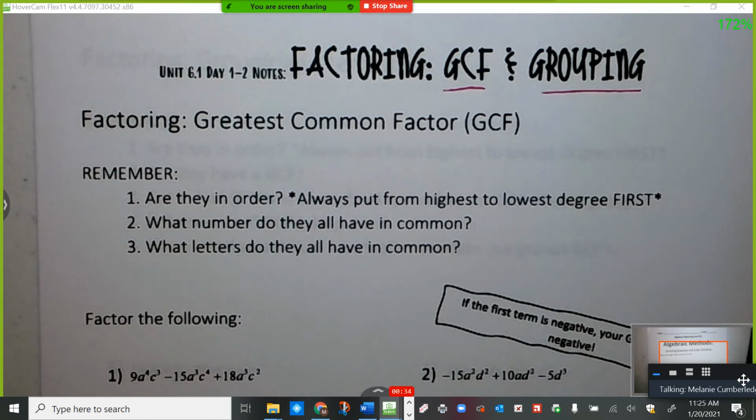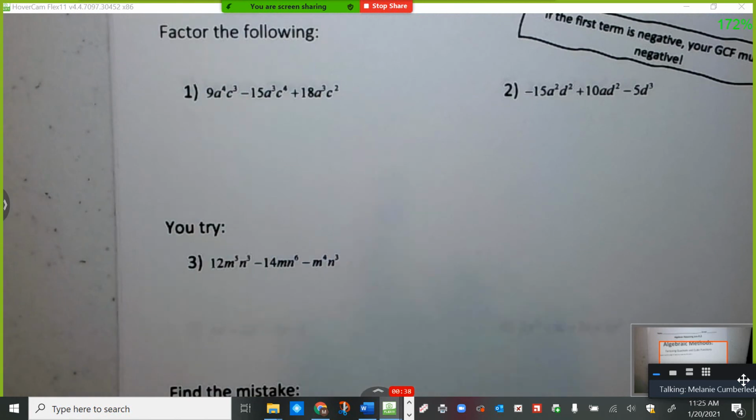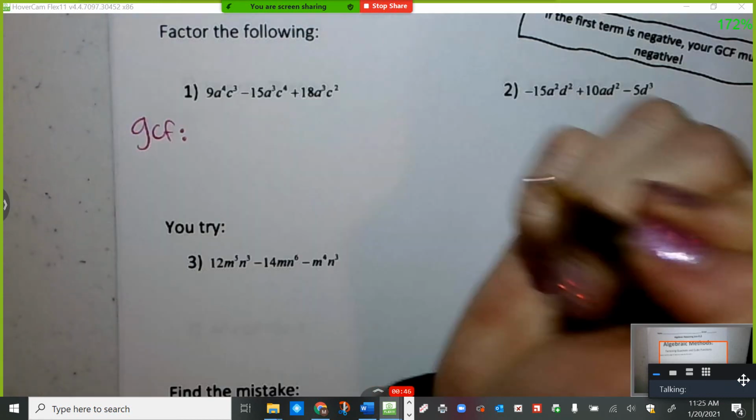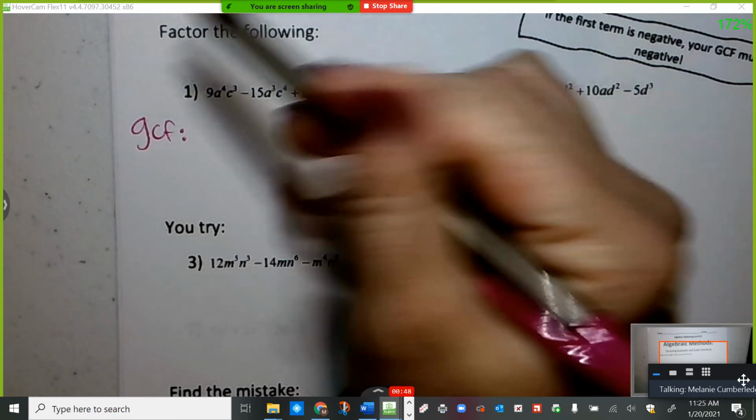Okay, so looking here, we have this, and it says to factor the following. You have to put it in factored form. So there's two things you need to do. You need to find your GCF. So what goes into, we're just going to look at the numbers. Let's make sure it's in order first.